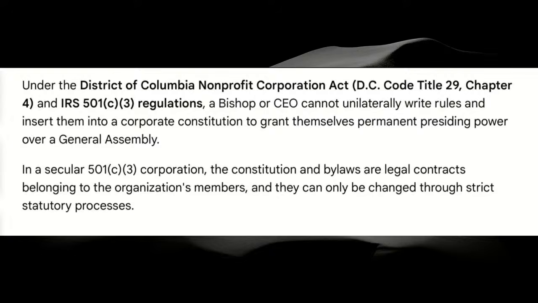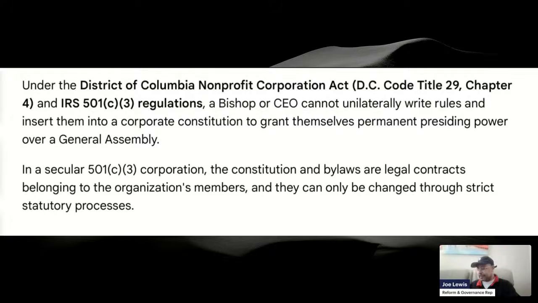Under the District of Columbia Nonprofit Corporation Act, Chapter 4 in IRS 501c3 regulations, a bishop or CEO cannot unilaterally write rules and insert them into a corporate constitution to grant themselves permanent presiding power over a General Assembly. Do y'all see this?